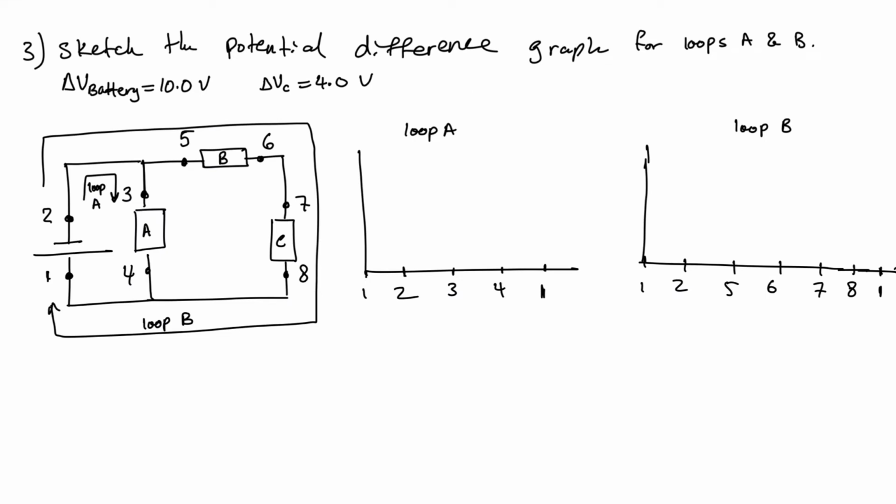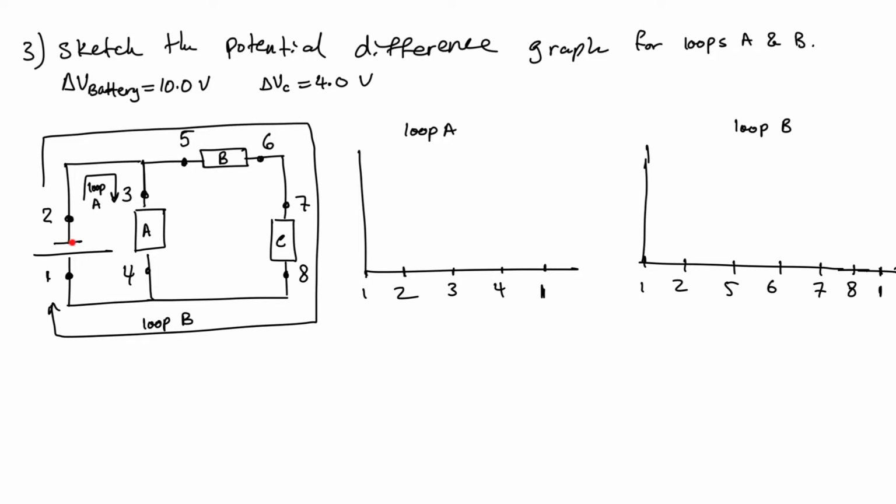All right, in the next question, we want to sketch the potential difference graph for loops A and B. So we have a circuit. This is a mixed circuit. It has a lot of resistors. We have one resistor here connected with that in parallel. We have two others, B and C, that are connected. And we want to see how the voltage is changing across the two loops.